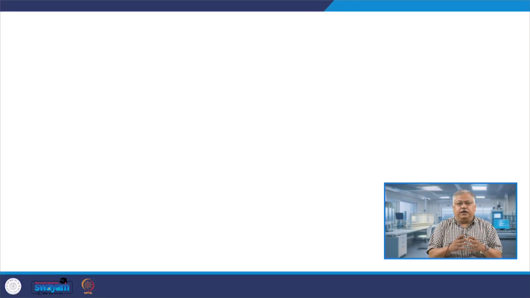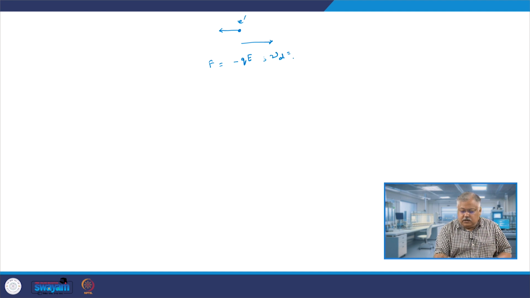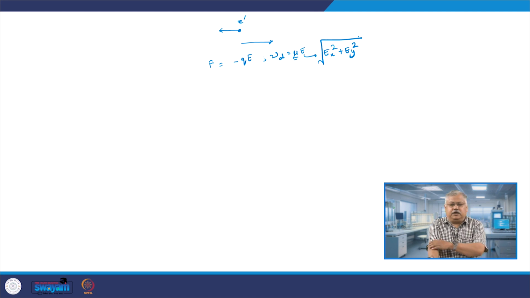Drift velocity is when you apply an electric field. Suppose this is an electron and the electric field is in this direction, then the force on the electron is along this direction, which is minus q times E. This is the force because of which there is a drift velocity, which is given as mobility times electric field, where mobility is a constant value and the electric field is basically the square root of E x square plus E y square, which means that this is the effective electric field applicable to the charge carriers.